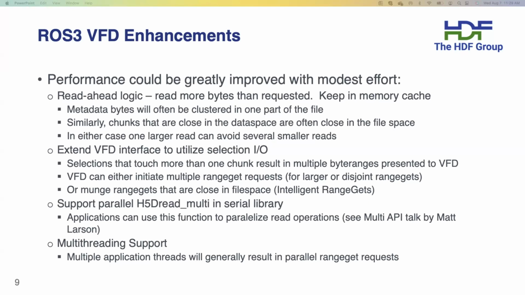Lastly, enabling multi-thread support. So if the library supported multi-threading, and if the ROS3 VFD supported multi-threading, then your application could spin up multiple threads. And now these IO requests to the library would translate to S3 requests, and this will all happen in parallel. It does require changes in the application code, but there could be a big win there.